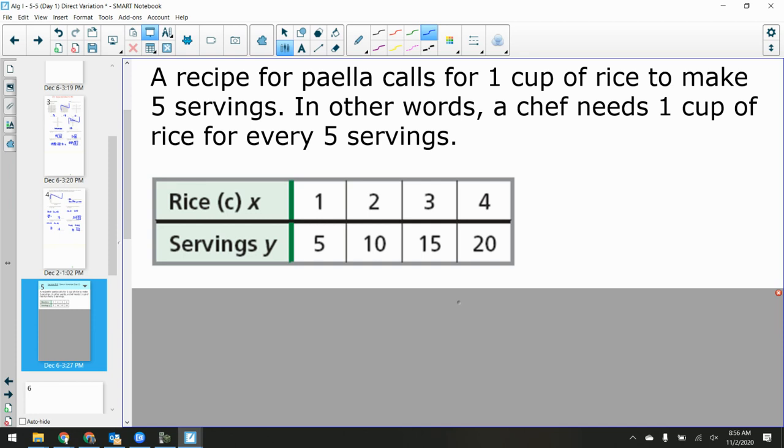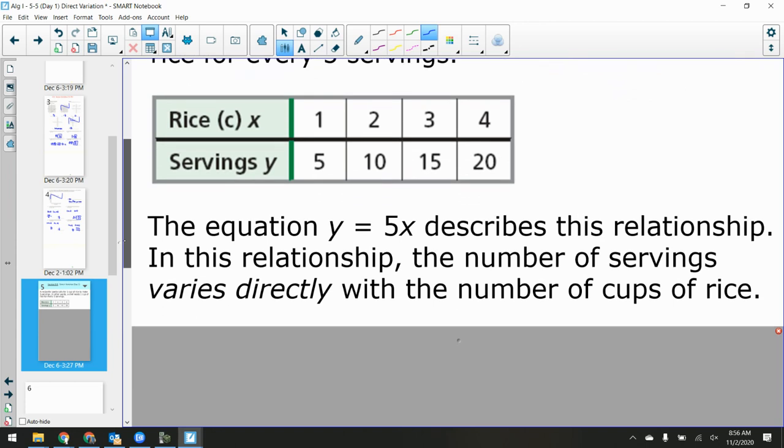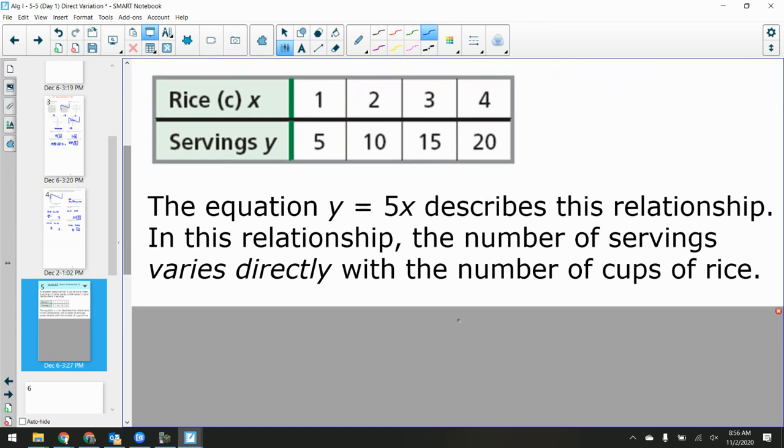Ladies and gentlemen, this is an example of a direct variation. The equation Y equals 5X describes this relationship. In this relationship, we can say this: the number of servings varies directly with the number of cups of rice. Okay? Why? Because the only operation that I do to get X to Y is multiplication. No addition, no subtraction, just multiplication. Now, it could be multiplication by a fraction, which would mean division, but it's still multiplication. Y equals a number times X.